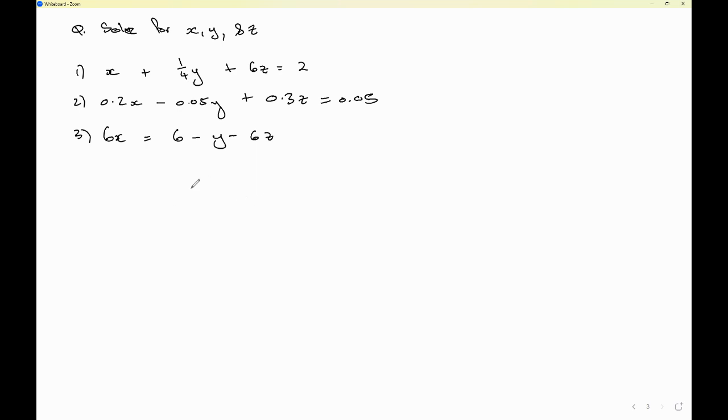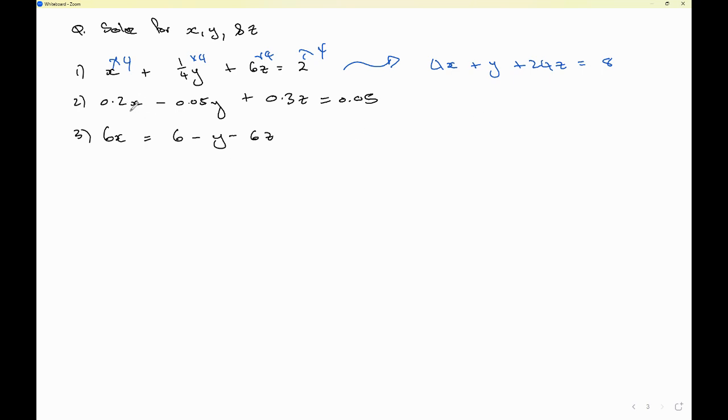We're going to grab two of these equations at a time. So we're going to take equation 1 and 2 and try to eliminate a variable. Firstly, we want to remove all the fractions and then remove all of the decimals, so maybe we need to rewrite them. This last part is already cleared, so we're going to rewrite this one into the form. I'm going to multiply everything by 4 first. When I multiply everything by 4, I end up with 4x plus y plus 24z equals 8.